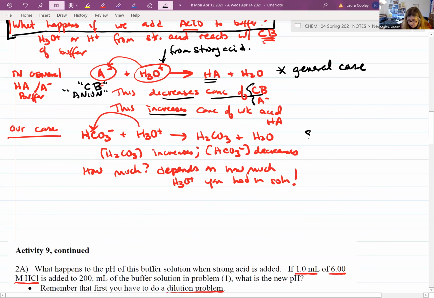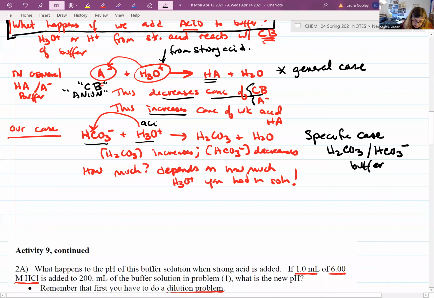And so in the specific case of the H2CO3, HCO3 minus buffer solution, you see that the bicarbonate reacts with H3O plus. You know, it makes sense. H3O plus is acid, bicarbonate is basic. So a proton will be donated to get the weak acid and ends up with water. So in doing this, the concentration of the H2CO3 increases. You add H3O plus, you get more H2CO3 in the solution and less HCO3 minus.